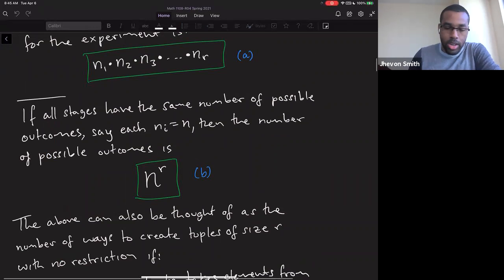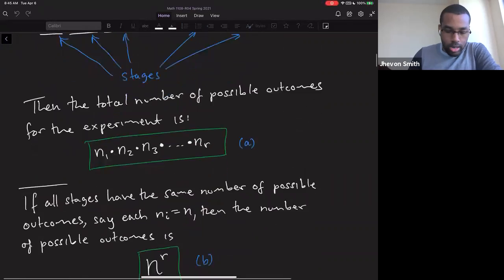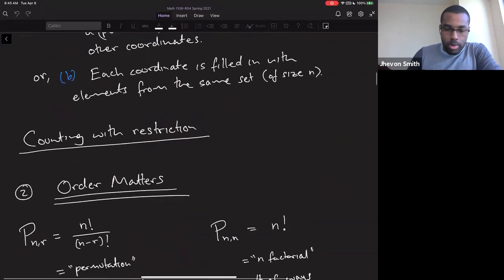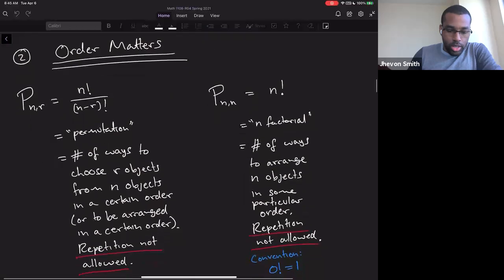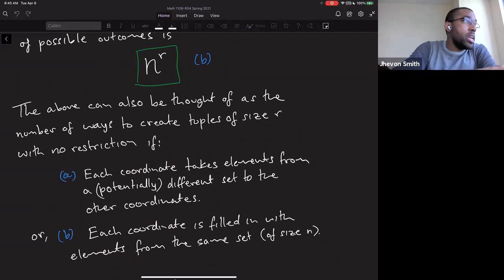If all stages have the same number of possible outcomes, then it just becomes an n to the r kind of thing if there are r stages. But they could have different outcomes. You can also think about this as if you're creating tuples where you want each entry to be from a different set, or each entry to be from the same set, and you want all possible tuples without any restriction, right? So there are a couple ways you can think about it, and you'll see why that's important later.